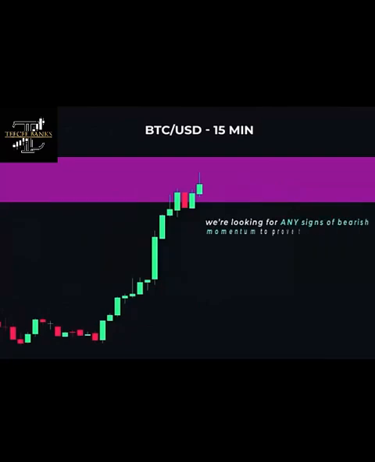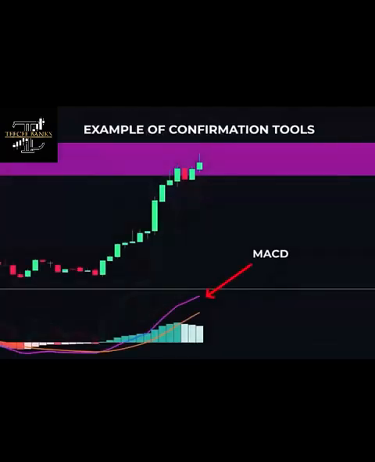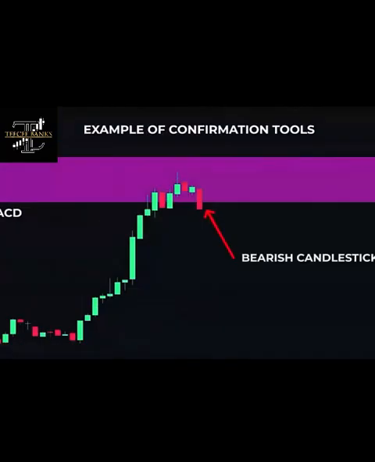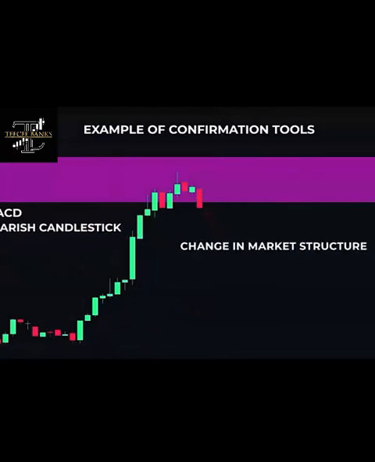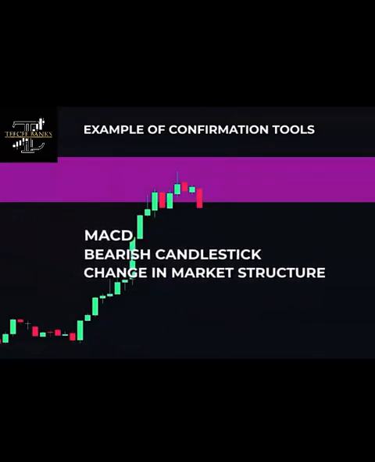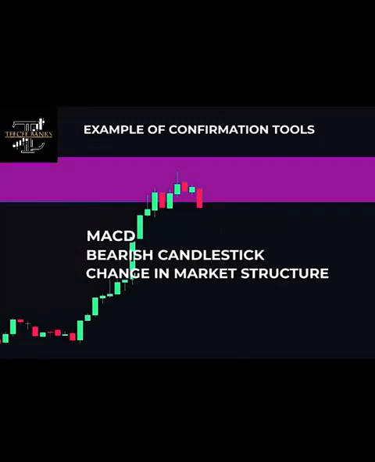On the 15-minute chart, we're looking for any signs of bearish momentum to prove that the price will reverse from this order block. You can use any type of confirmation tools, whether it be an indicator like the MACD, finding a bearish candlestick pattern, or spotting a change in market structure. Basically, anything that confirms that the price is likely reversing from this level.